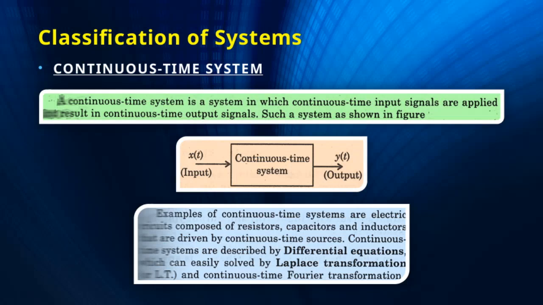Let's take a closer look at continuous time systems and how we classify them. When we talk about continuous time systems, we're referring to systems where the input and output signals are defined for every moment in time, as opposed to discrete steps. Classifying these systems helps us understand their behavior and how they respond to different inputs. Typically, we categorize them based on linearity, time invariance, causality, and stability.